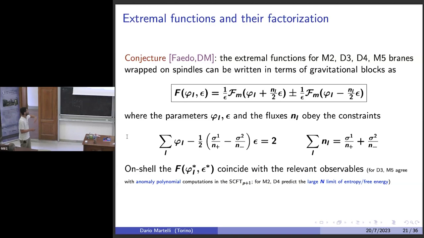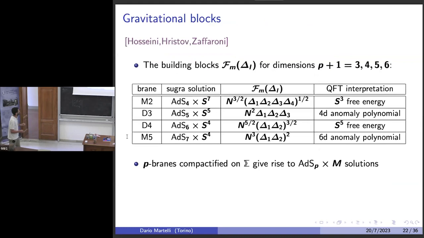We can make various tests in other cases which were then worked out later, and it always works. Let's say from the field theory point of view, and again on shell, which means when you plug back the critical value of these functions that need to be extremized, this corresponds to various observables, which are not important today. So here, just to demystify these blocks, they're just trivial functions. They're just trivial monomials. So this is just a square root of this four product, et cetera, et cetera. Okay, so these are well known.